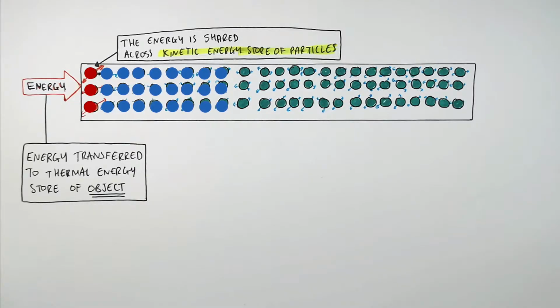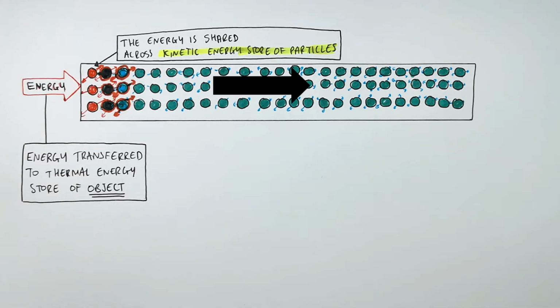So the particles that are represented in blue have less kinetic energy than the particles that I've coloured in red. So they are vibrating less. They've got less energy in their kinetic energy stores. So there's now been an energy transfer into the kinetic energy store of the particles. So they collide more with the particles adjacent to them.